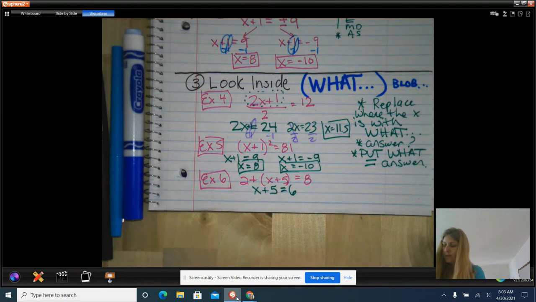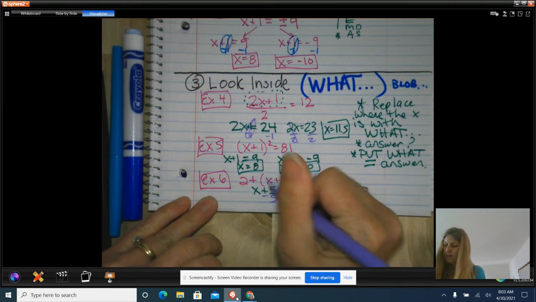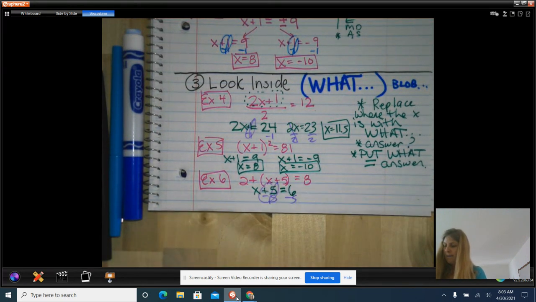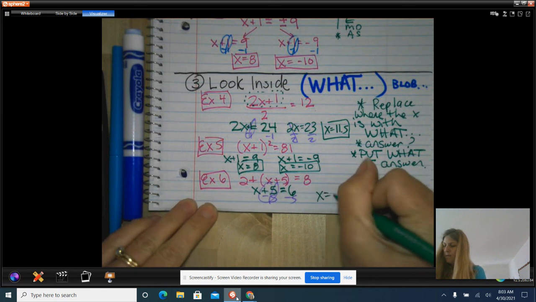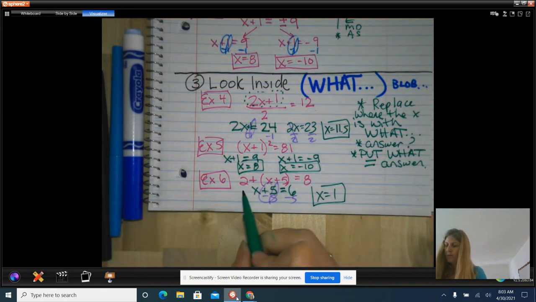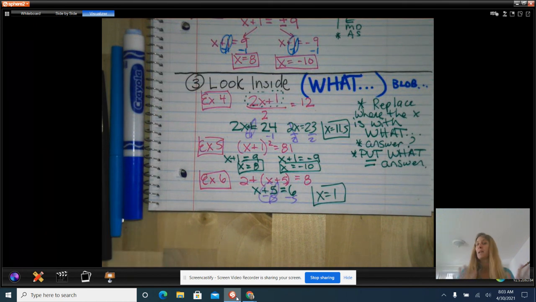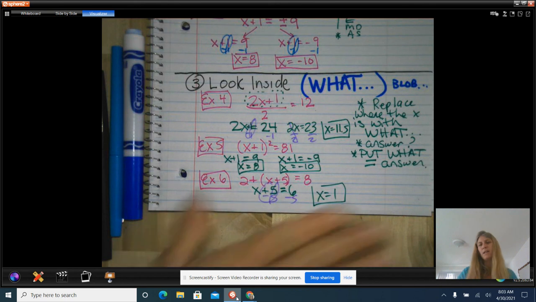We're now going to subtract 5 from both sides, and our answer, x, is equal to 1. And that makes sense, 2 plus 6 is equal to 8. So that's called the what or the blob method. It's one of those that kind of changes the way you're thinking about things, and you have to change the way your brain is flexing. But it's fun to practice.